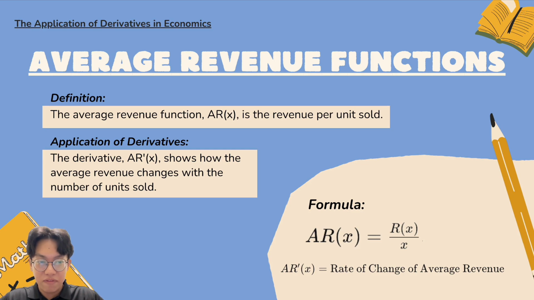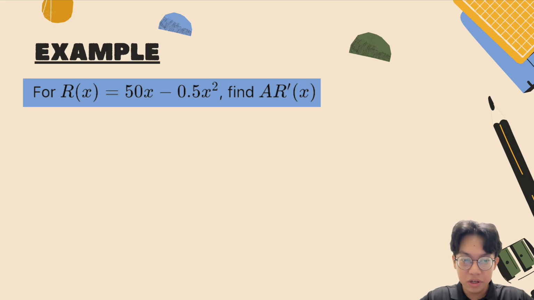Next, we'll talk about the average revenue function. This function is useful for understanding the revenue generated per unit of product sold. The average revenue function, denoted as AR of x, is defined as R of x over x. Here, R of x is the revenue function that we talked about before. Dividing it by x gives the revenue per unit. The derivative of the average revenue function, AR prime of x, helps us understand how the revenue per unit changes as the number of units sold increases or decreases, or we can say it is the rate of change of average revenue.